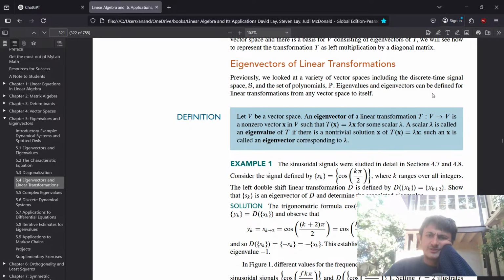Eigenvectors of linear transformations. Previously, we looked at a variety of vector spaces, including the discrete time signal space S and the set of polynomials P. Eigenvalues and eigenvectors can be defined for linear transformations from any vector space to itself.